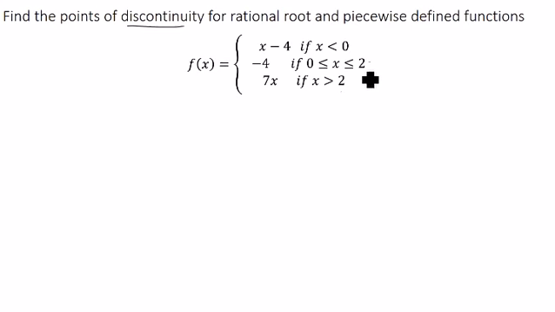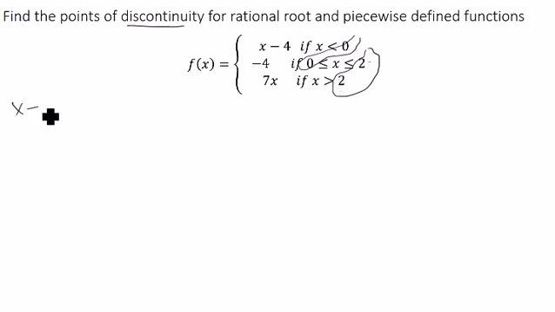How do I get x equals 0 and x equals 2? Because I have these numbers here. These are the only 2 numbers I have where the function changes the definition. So we're going to check at those 2 points.